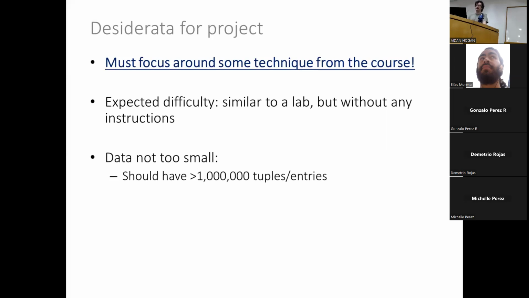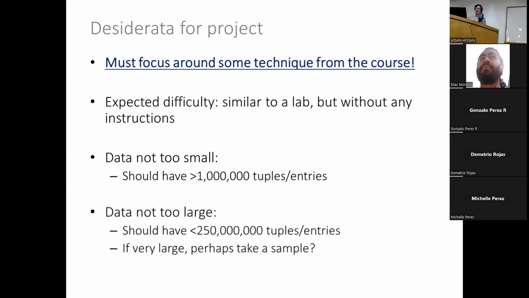The data should not be too small. You should have at least 1 million tuples, 1 million rows in your data. There might be some exceptions; you can ask us if you're wondering. Sometimes there are data sets that have 10,000 columns, and in that case you could say, well, 100,000 tuples but 10,000 columns sounds pretty good, right? But in general, you should have about 1 million tuples.